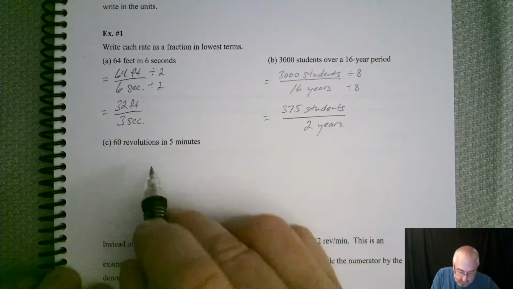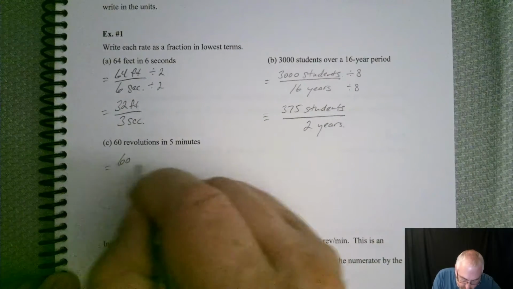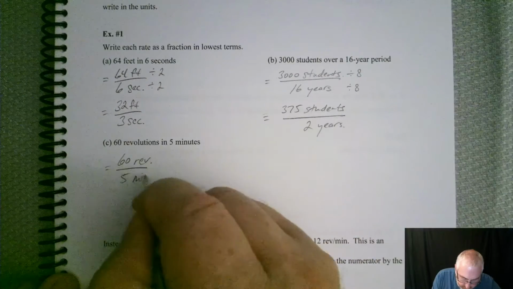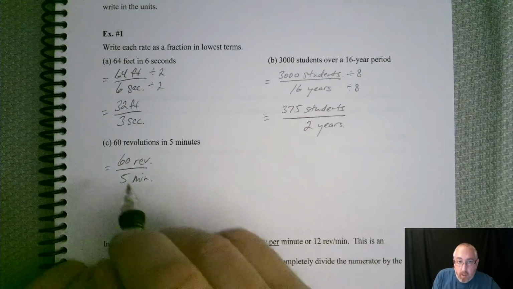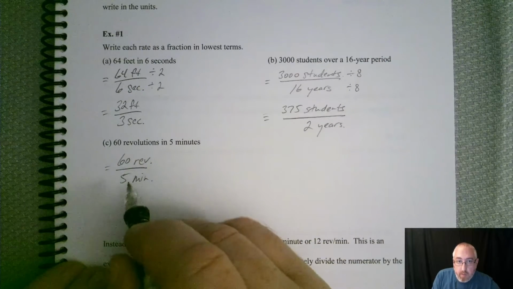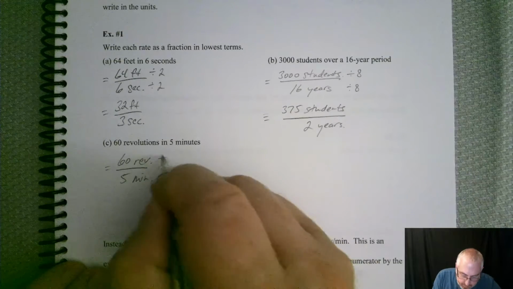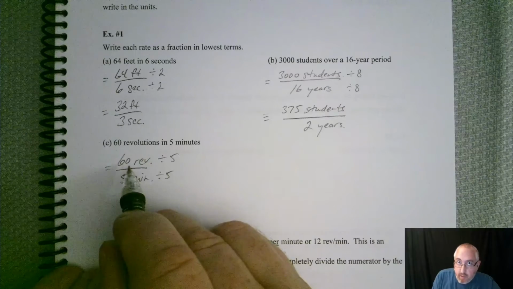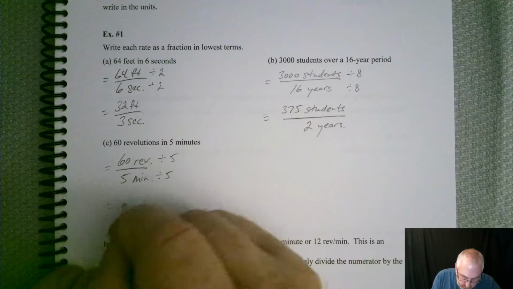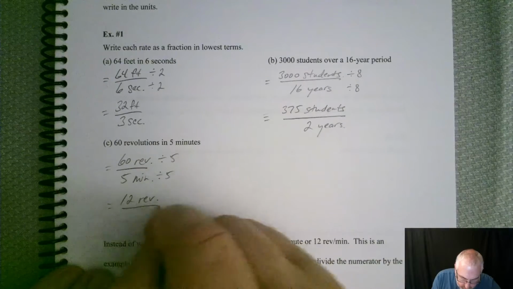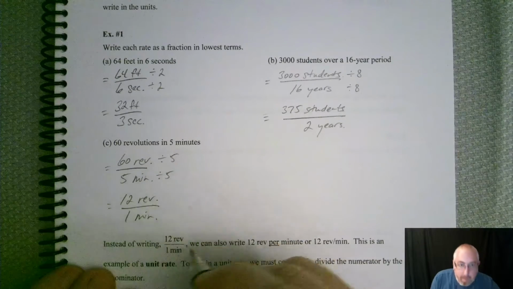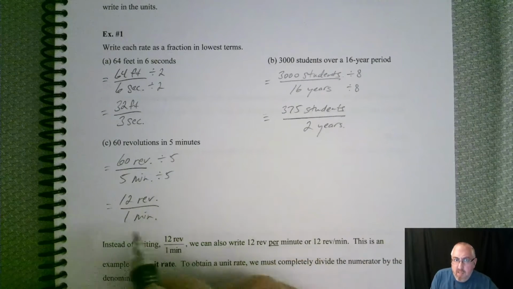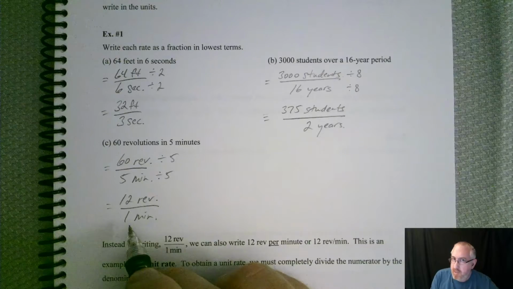Now, for the next one, 60 revolutions, I'll just abbreviate rev, over 5 minutes. Well, what goes into both of those? I'm pretty sure 5 does. It ends in 0, so 5's got to go into that. So that's going to give you 12 rev over 1 minute. Kind of funky because it's got that 1 in the bottom, so that actually means something.